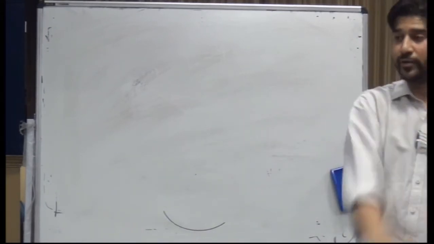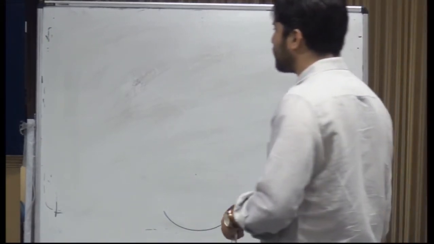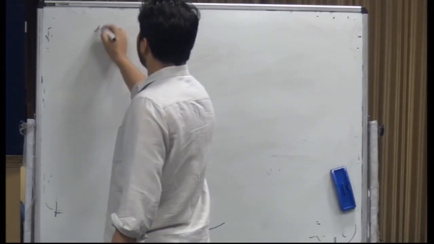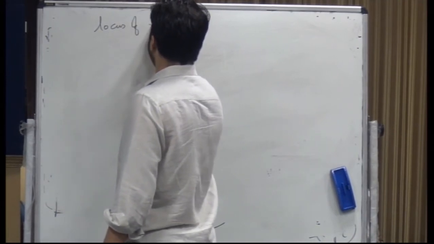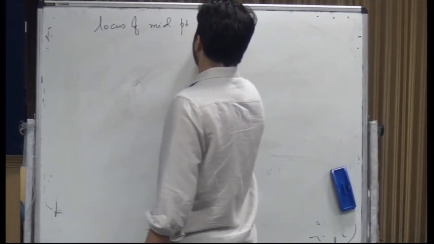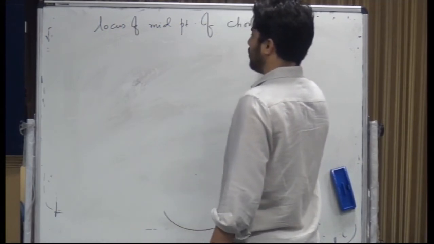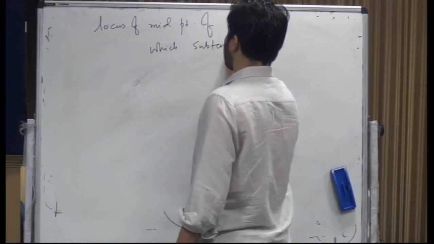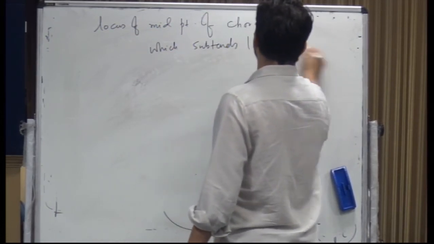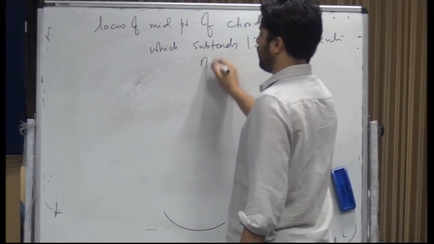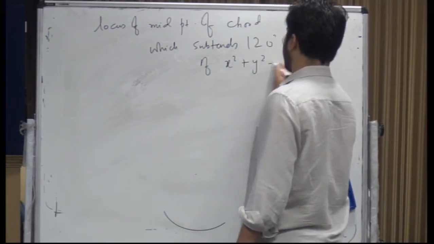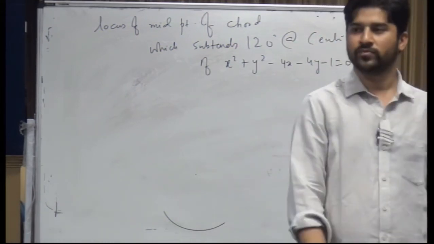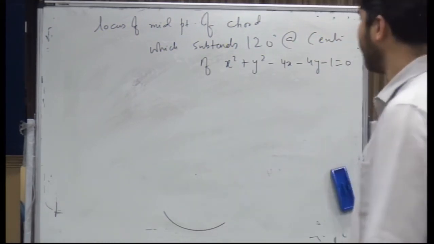Okay, find the locus of midpoint of chord which subtends 120 degrees at the center of x² + y² − 4x − 4y − 1 = 0. So what is the center here?